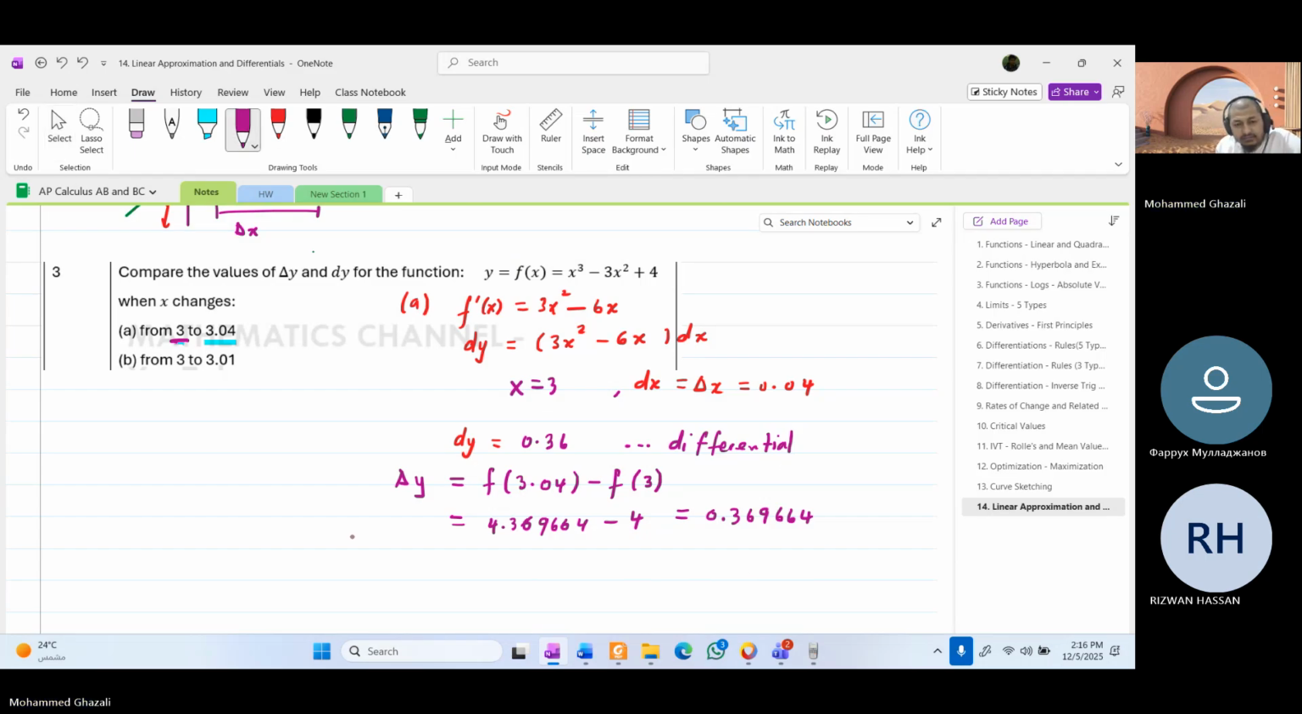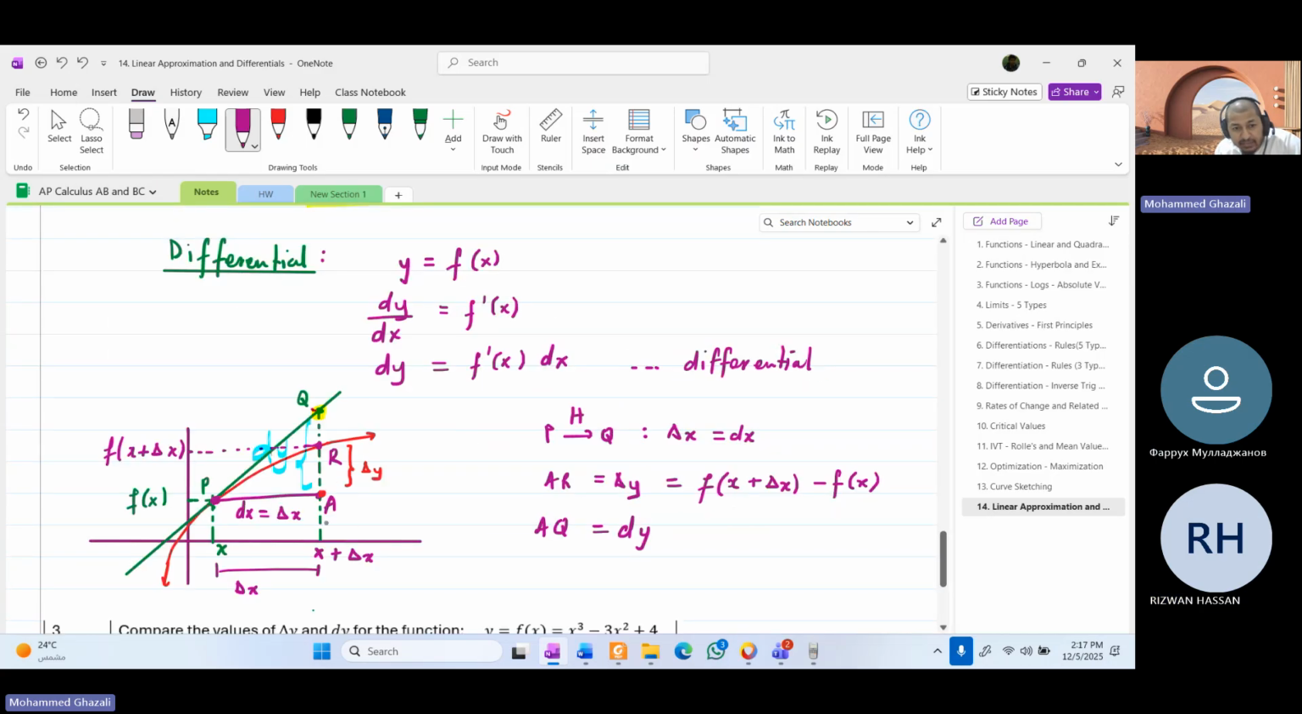Does that make sense? Does it mean that dy is equal to delta y? No, it's approximated to be delta y. Delta y is the actual change in the function value, and dy is the differential change, the change from the starting point to the point on the linearization.